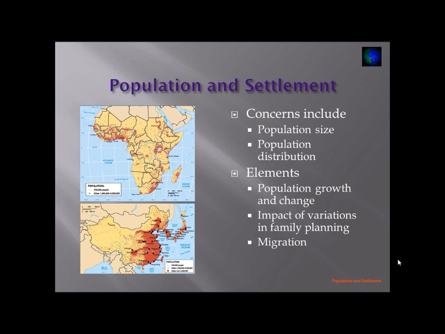Elements that we want to look at as regional geographers are population growth and change. How fast is population growing? What are the demographics of it? Impact of variations in family planning, in migration. As we all know, China, not too terribly long ago, had a one-child rule, so population growth was quite slow in China. That's catching on elsewhere across the planet, not in terms of law, but in terms of an economic decision of 1 to 2 children is economically about sufficient for anyone's wallet.